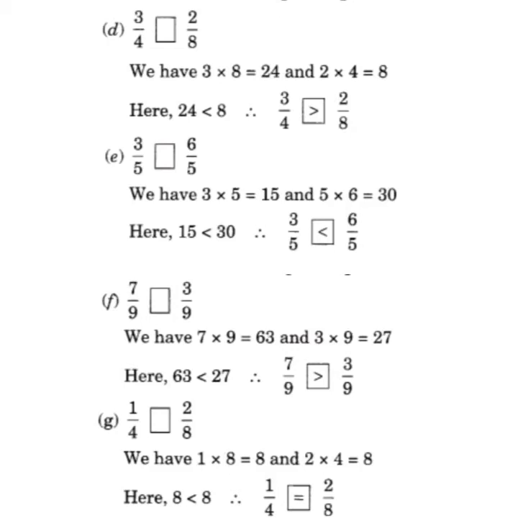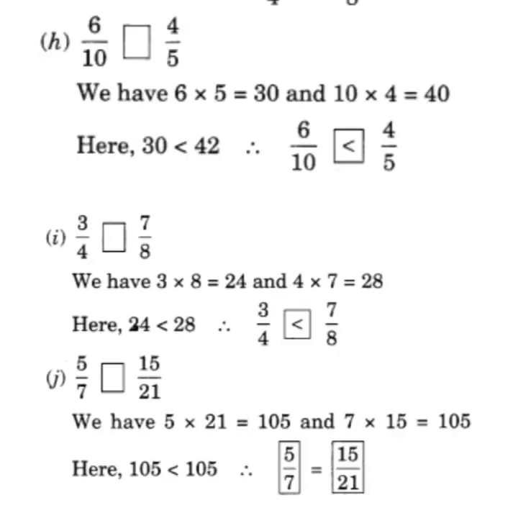Then next is 1 by 4 and 2 by 8. 2 by 8 children, it is a fraction which can be reduced to its simplest form, and we get 1 by 4 when we reduce it to its simplest form. And by this we can see that the fractions are equal, that is 1 by 4 is equals to 1 by 4. Hence the pair of fractions which is given for comparison, that is 1 by 4 is equals to 2 by 8.